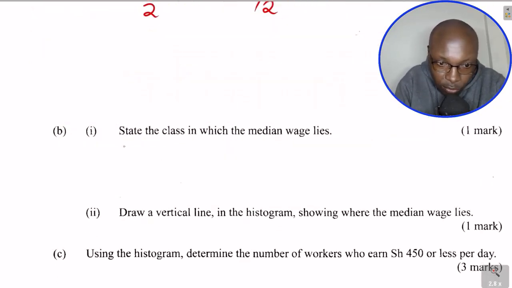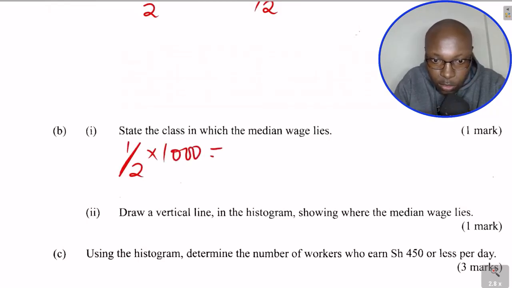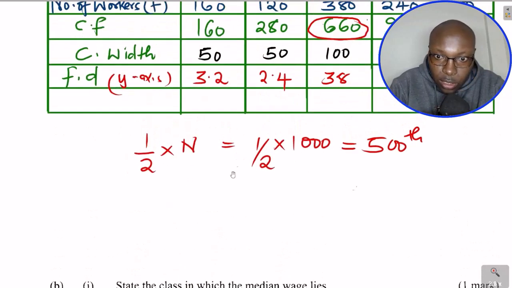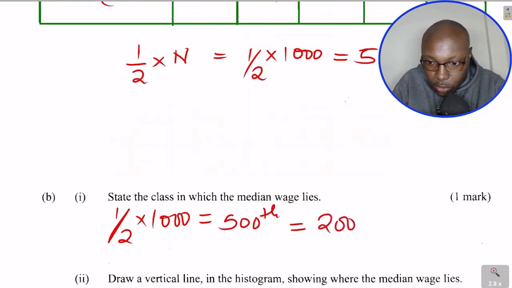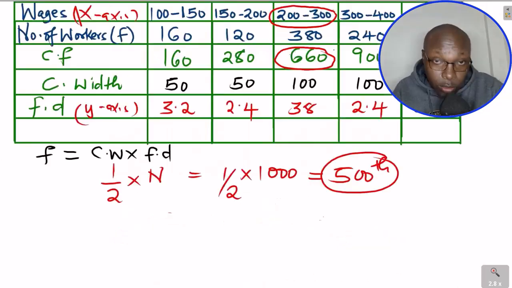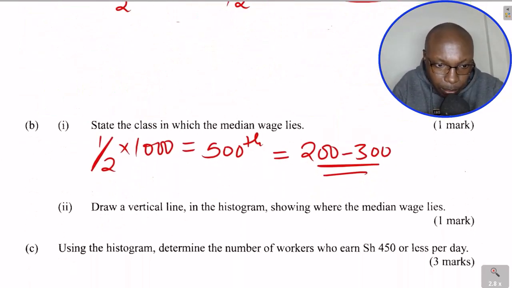So this is what we've done. Just taken half times 1,000, which is 500 position, and we've got that one is which class? 200 to 300. That is the class. So let's go to the next part, and the next part is part 2, B part.